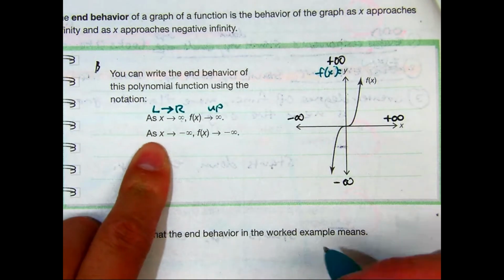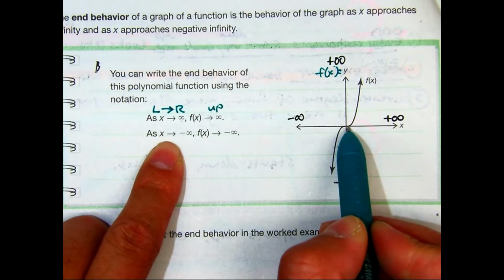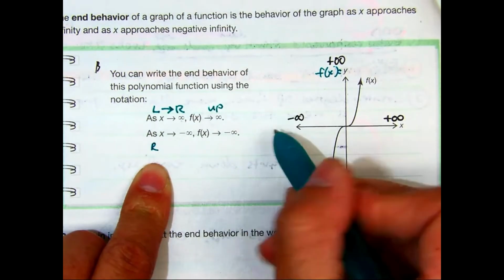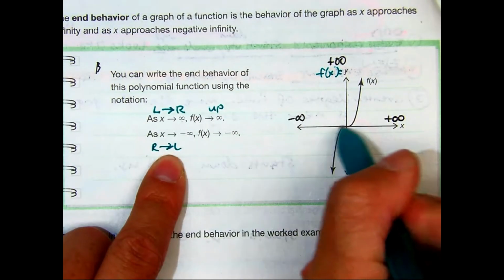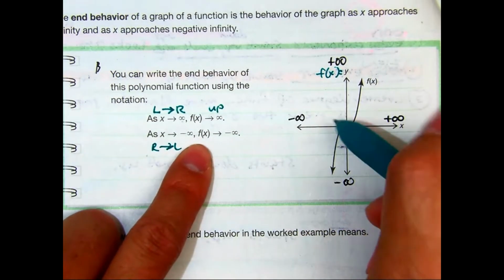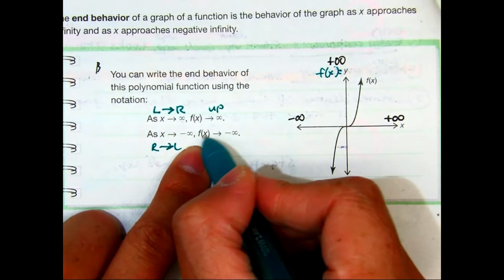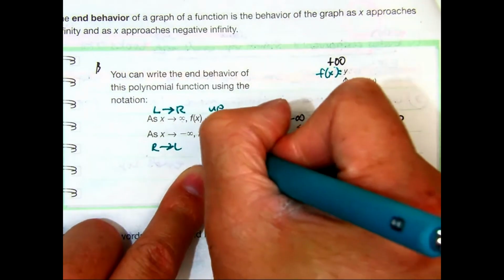Now this one says as x approaches negative infinity, as we go towards negative infinity on the x-axis. Which direction is that, class? That is going from right to left. Do you see that? So as we go from right to left, what's happening to our graph? The graph is going down. So that means the f of x or the y values are going towards negative infinity. So this means down.